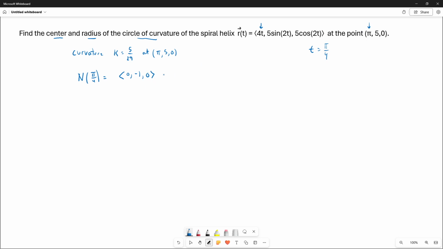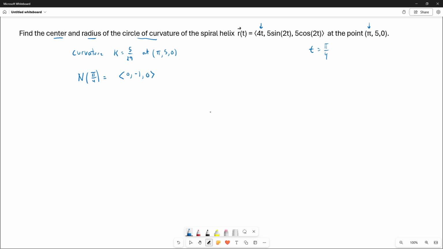And we've also studied it to the point where we know the curvature at any point on this helix is 5/29. The spiral helix here has constant curvature, and the curvature κ is 5/29.